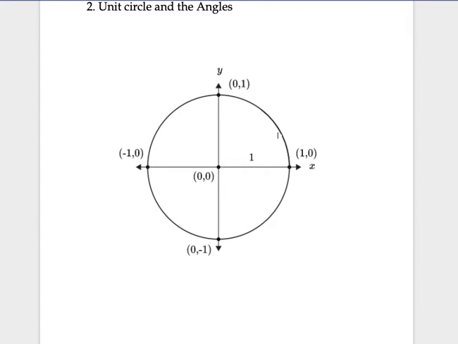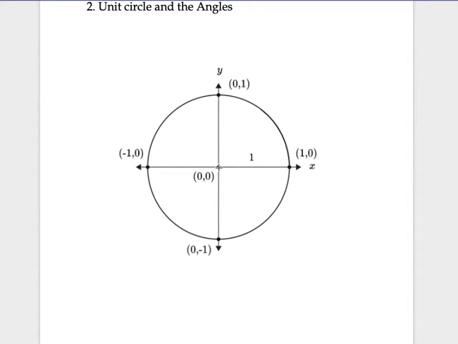So when we draw the circle, the edge of the circle intercepts the x-axis and y-axis at 4 points. The first point, as you can see on the x-axis, is (1, 0). The negative side is (-1, 0). And then (0, 1) on the y-axis. On the opposite side is (0, -1). Why do we mention these 4 points here? Now we are going to talk about the angle.